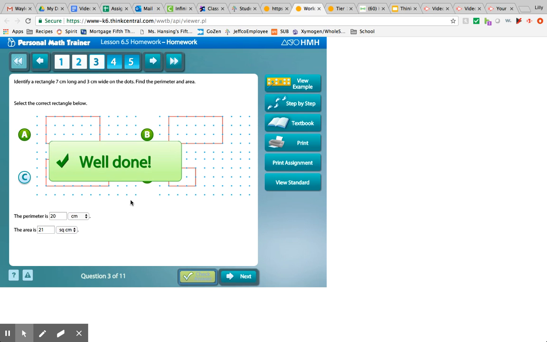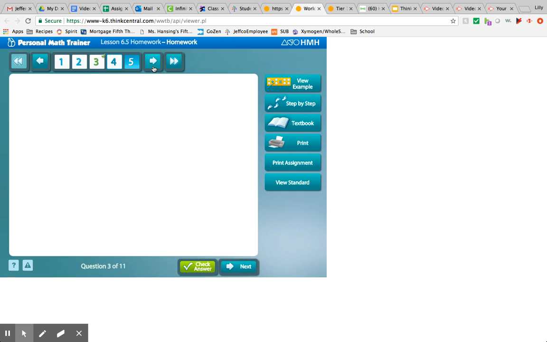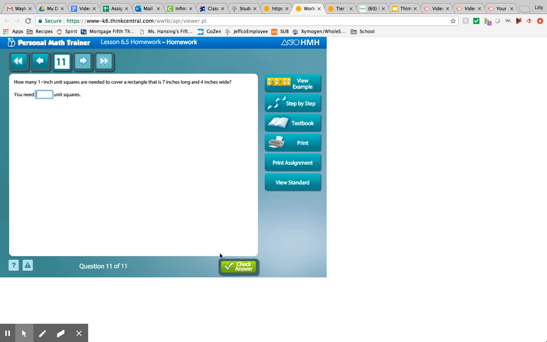Check my answer. Well done. All right, and so you would want to proceed through all of these through number 10. Okay, and then the last step is to make sure that, oh, there's number 11. Okay, so go through to the end, and then when you have completed everything, then I will be able to see how you did on the assignment. And again, just encouraging you to look at view example, step by step, and maybe the textbook as well if you need that extra support.